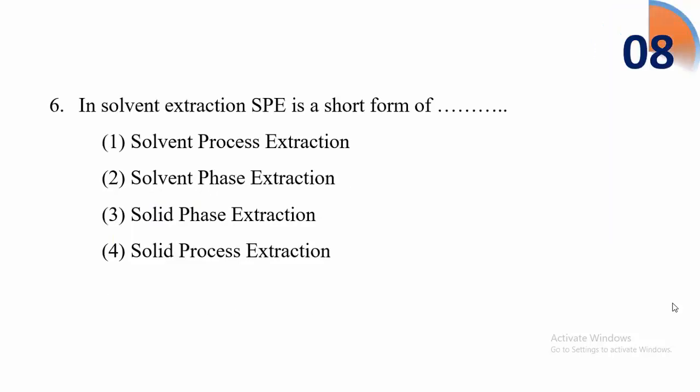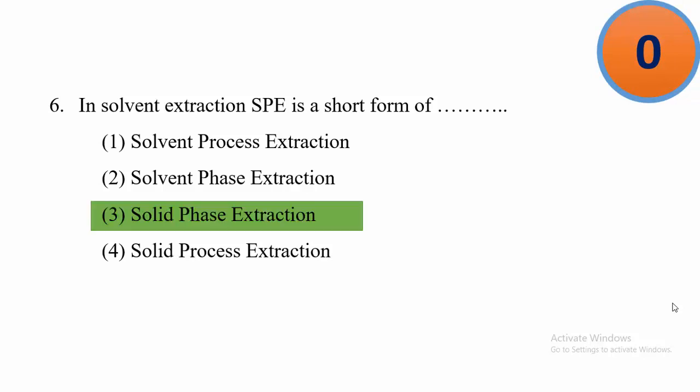In solvent extraction, SPE is the short form of solvent process extraction, solvent phase extraction, solid phase extraction, or solid process extraction. And SPE is nothing but solid phase extraction. This is an advanced or somewhat modified technique for liquid extraction, that is called solid phase extraction.